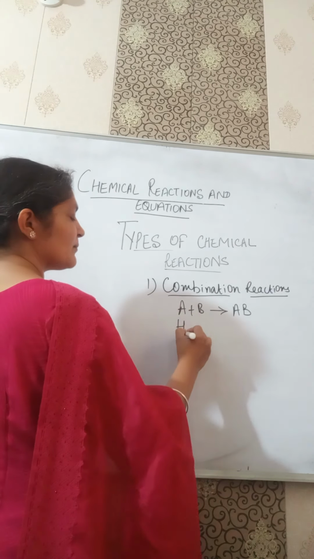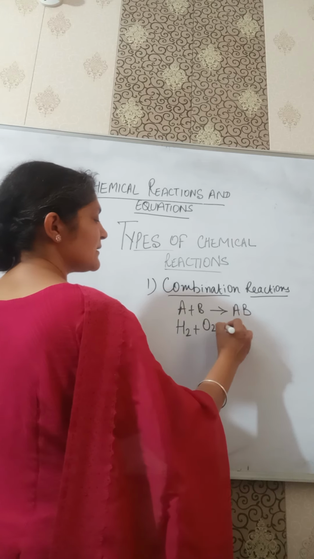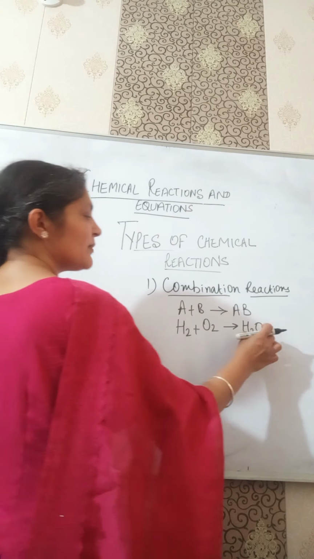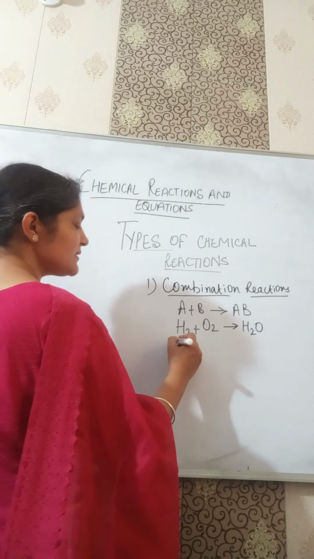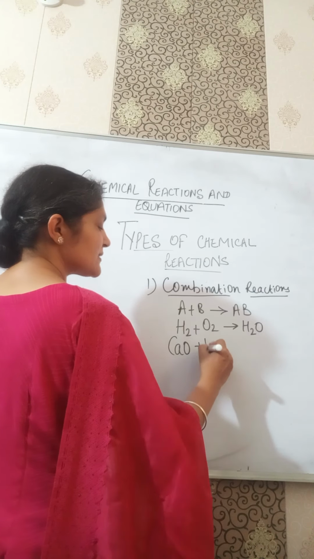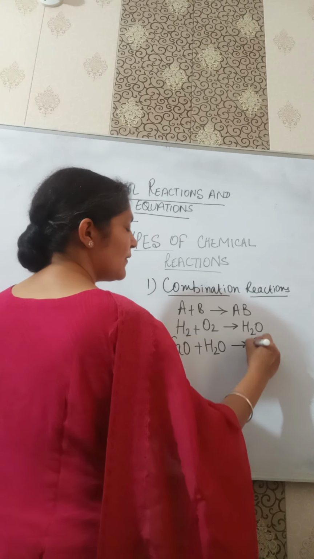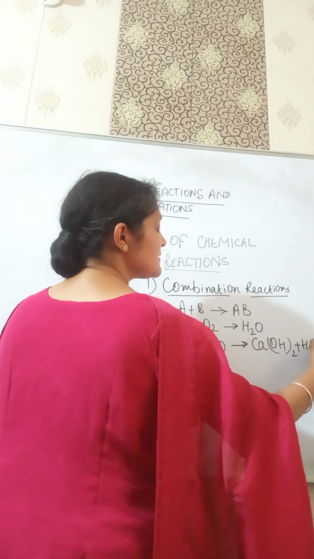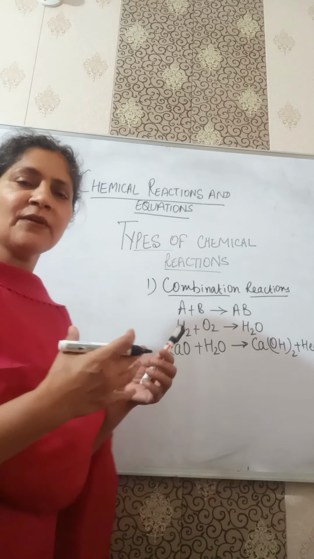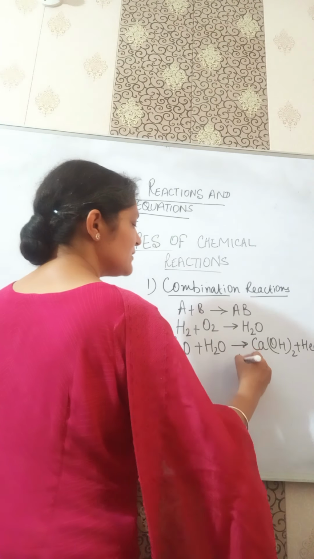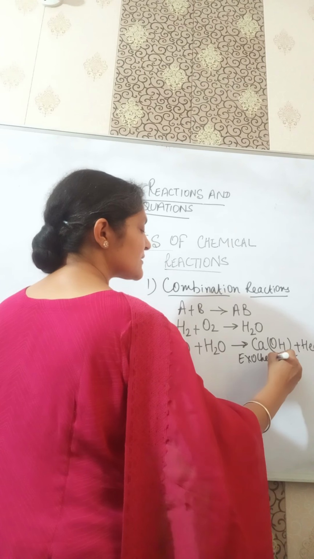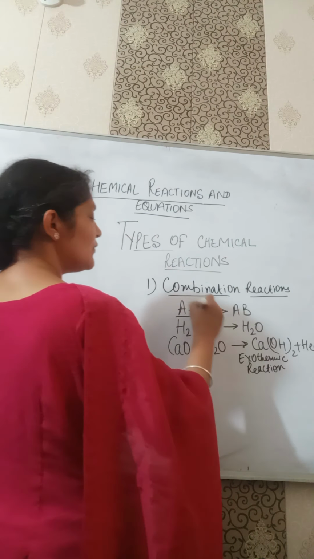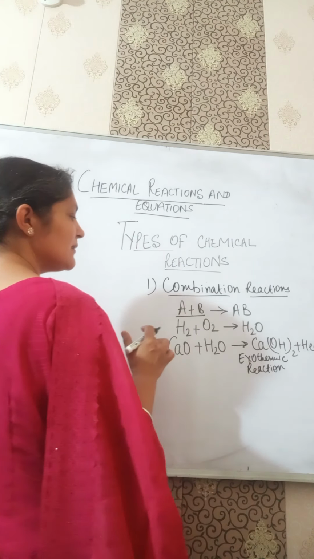We can take the example: hydrogen and oxygen combine to form water. Two reactants combine to form one product. We can take another example. Calcium oxide combines with water to form calcium hydroxide, and a lot of heat is produced. Students, in a reaction, when a lot of heat is evolved or produced, it is also known as an exothermic reaction. So in combination, two or more reactants combine to form a single product.